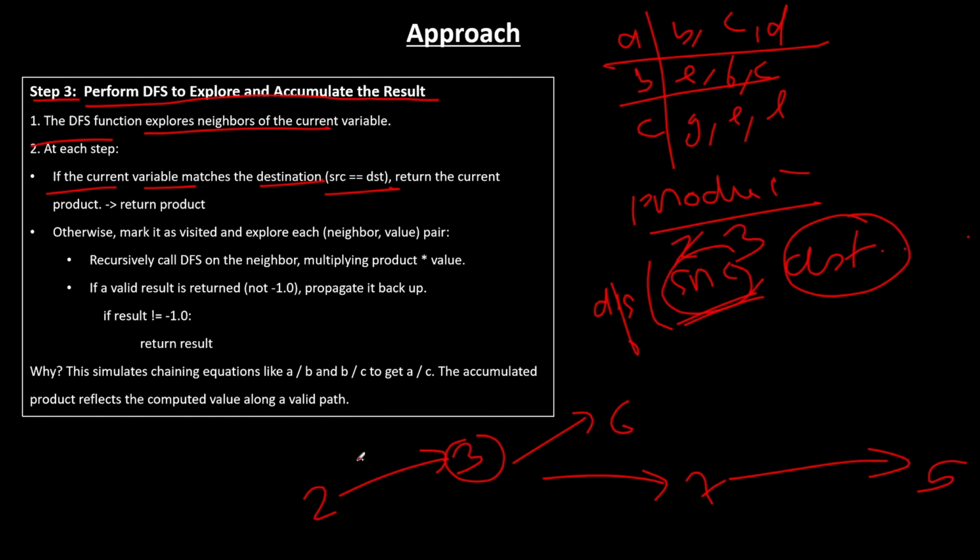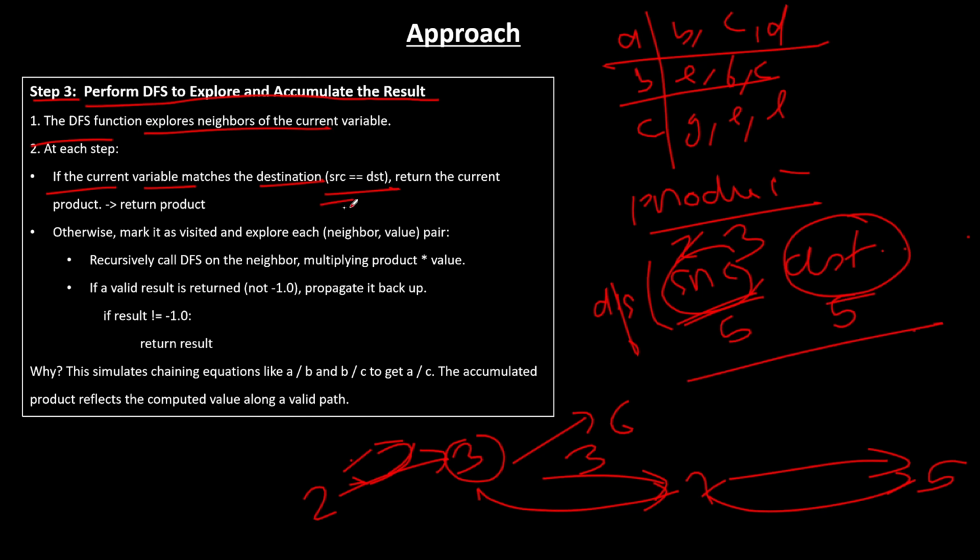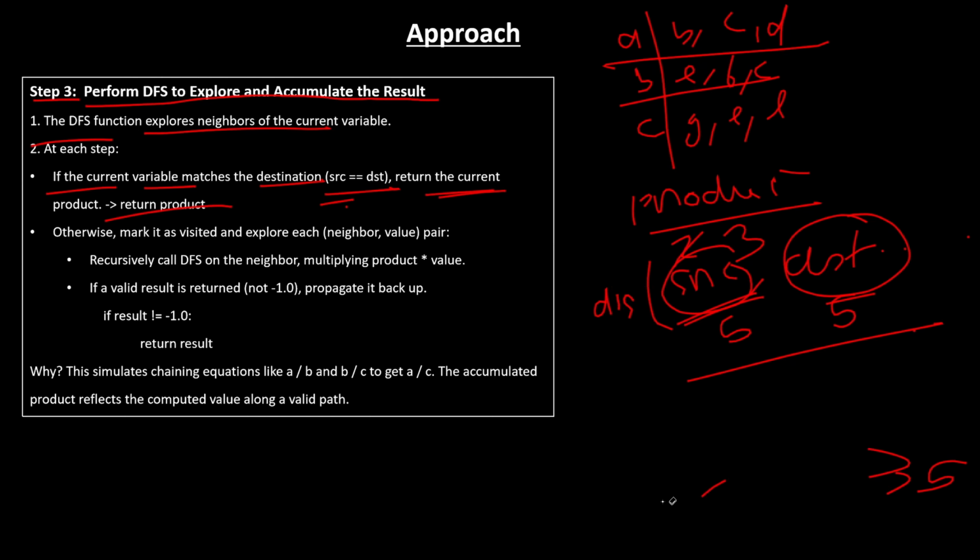And the value will be multiplied for this particular edge. Then again, it will go from this case, some values will be there, it will get multiplied, the 7 to 5. So when source becomes 5 and destination also is 5, we check if both are equal, we return the current product, and we basically backtrack the DFS from there, or we return the DFS from there.